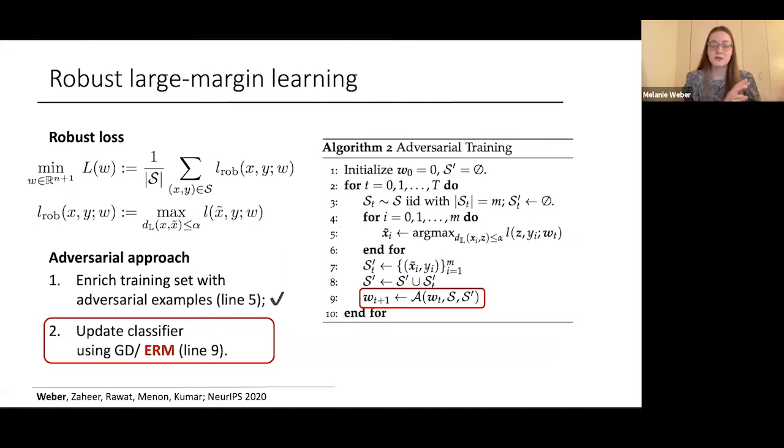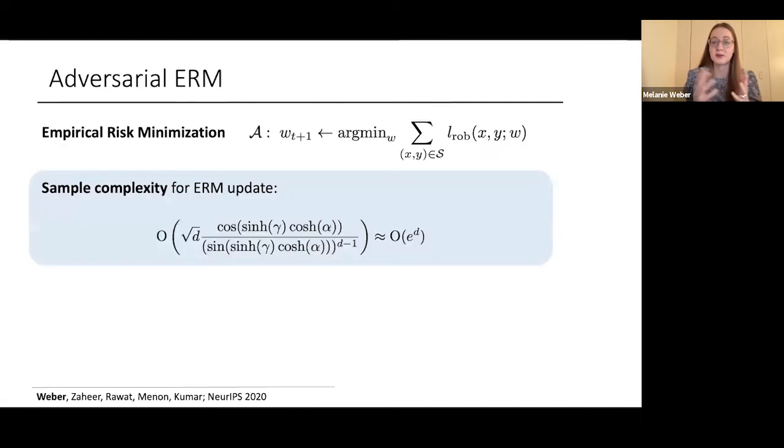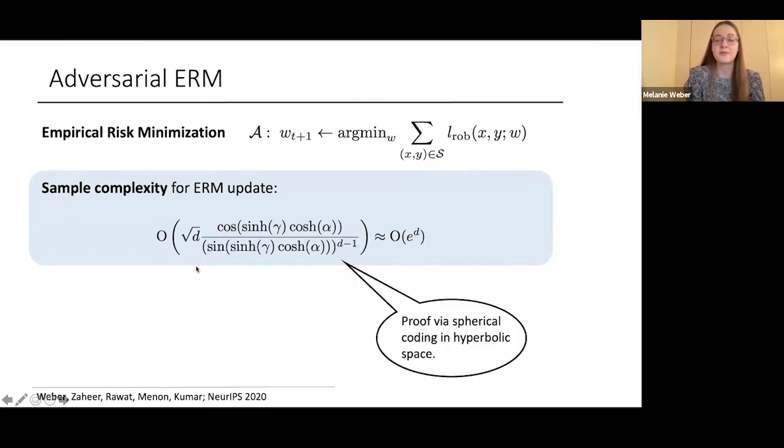And then moving on to the second variant that we have, which uses an empirical risk minimizer, we can show a sample complexity of the following form. Here the proof is very different from the quick sketch that we've just seen. It uses a packing argument, so we construct a spherical code in hyperbolic spaces, which then allows us to find a sample complexity that scales exponentially in the dimension of the embedding space.